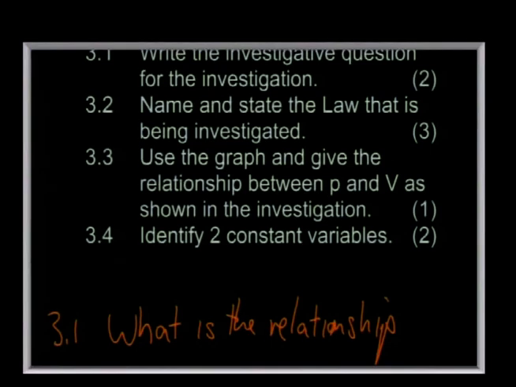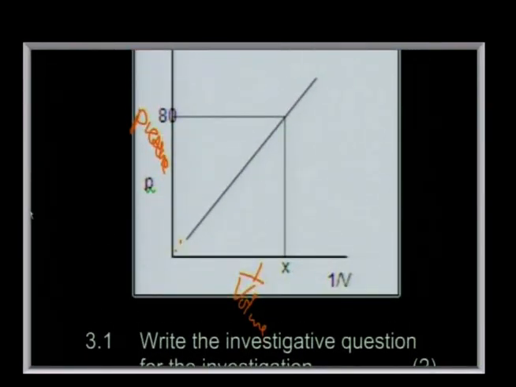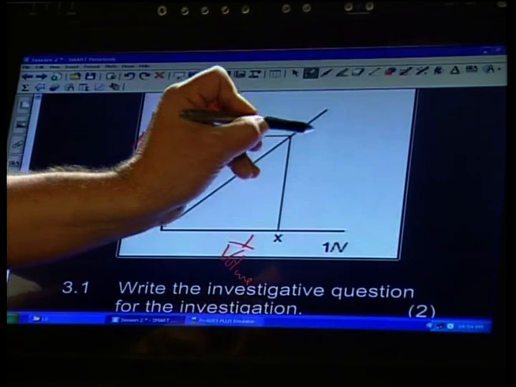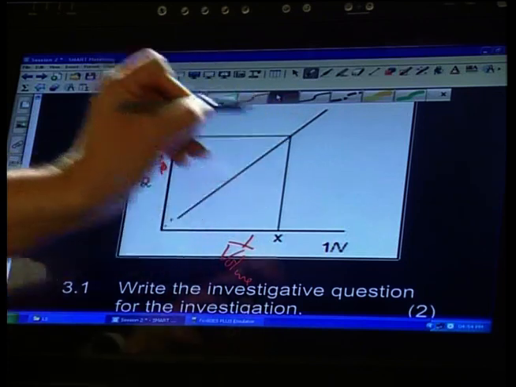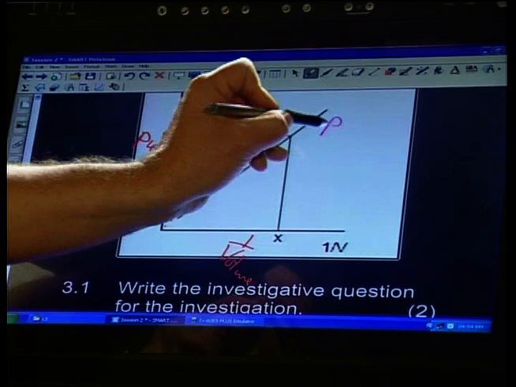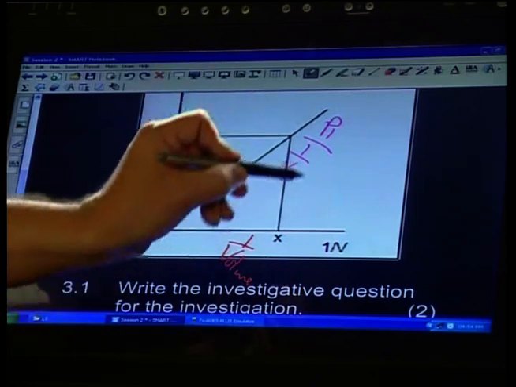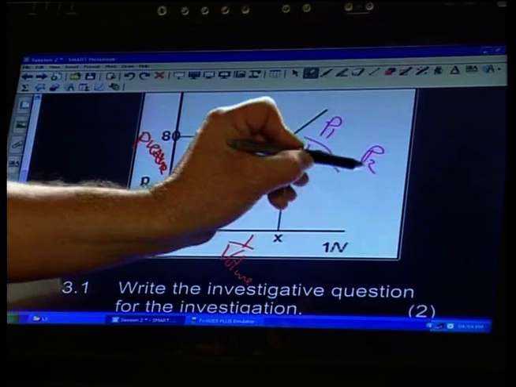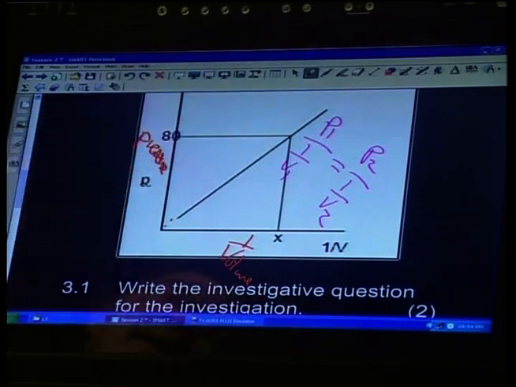Okay, I think we've covered that one in enough detail. It says, use the graph and give the relationship between P and V as shown in the investigation. So here's the graph that was given, and I think I've already answered it. What we're going to say here is that because we've got a straight line, we can say P1 over 1 over V1 is equal to P2 over 1 over V2. That gradient is constant. That would be the relationship.